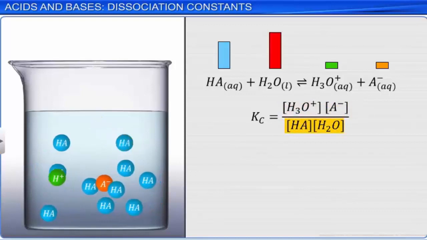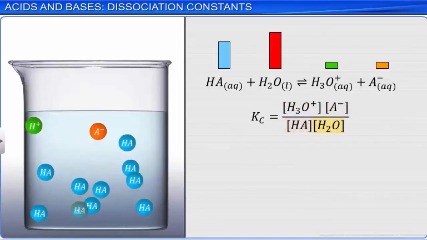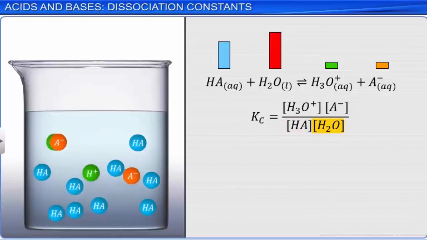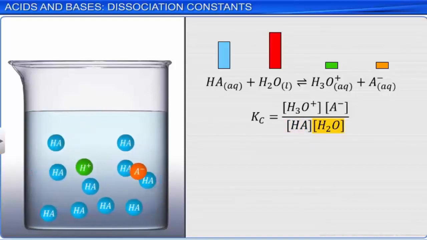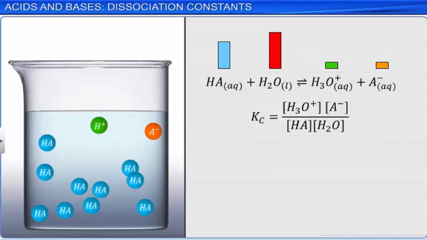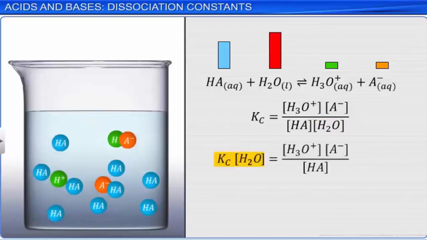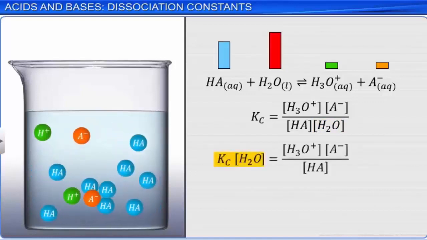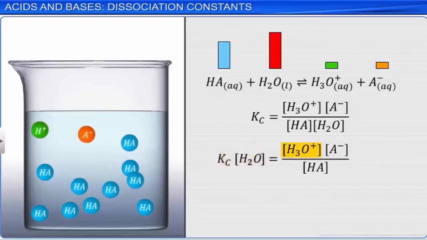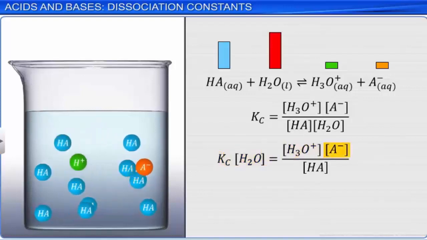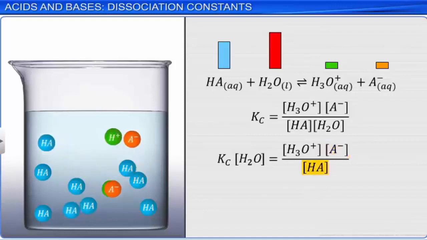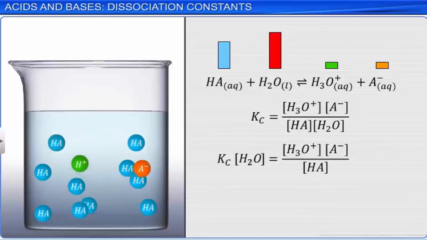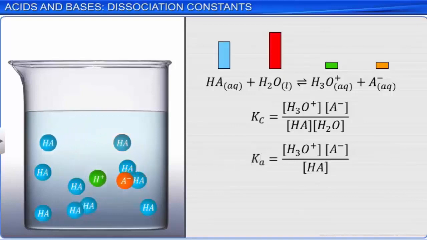As the concentration of water does not change, it can be taken as constant. Hence, it may be written as Kc into H2O is equal to the product of concentration of H3O plus and A minus ions divided by the concentration of HA. Since Kc and concentration of water both are constants, their product is also constant, and it can be taken as Ka, that is, Ka is dissociation constant of weak acid.